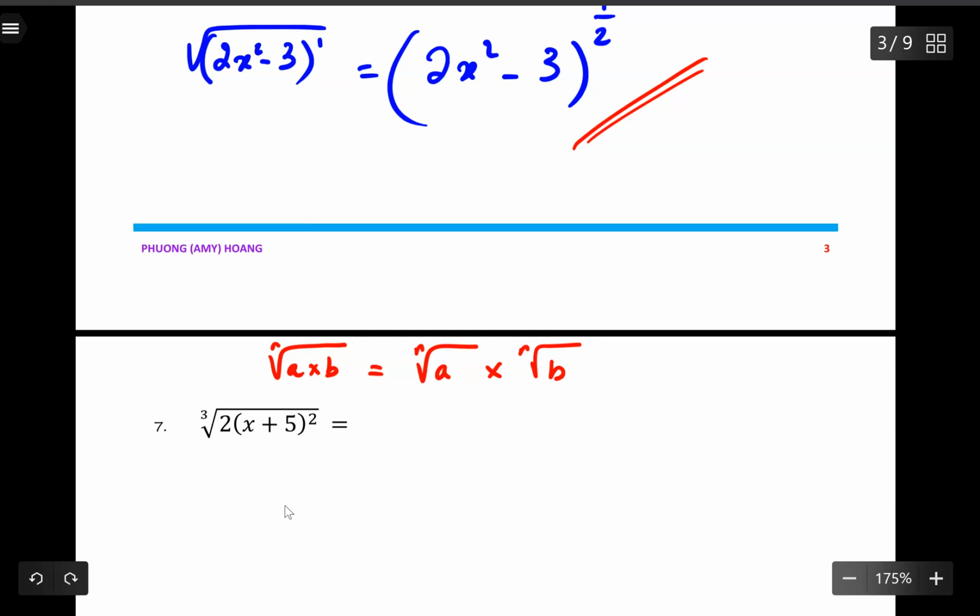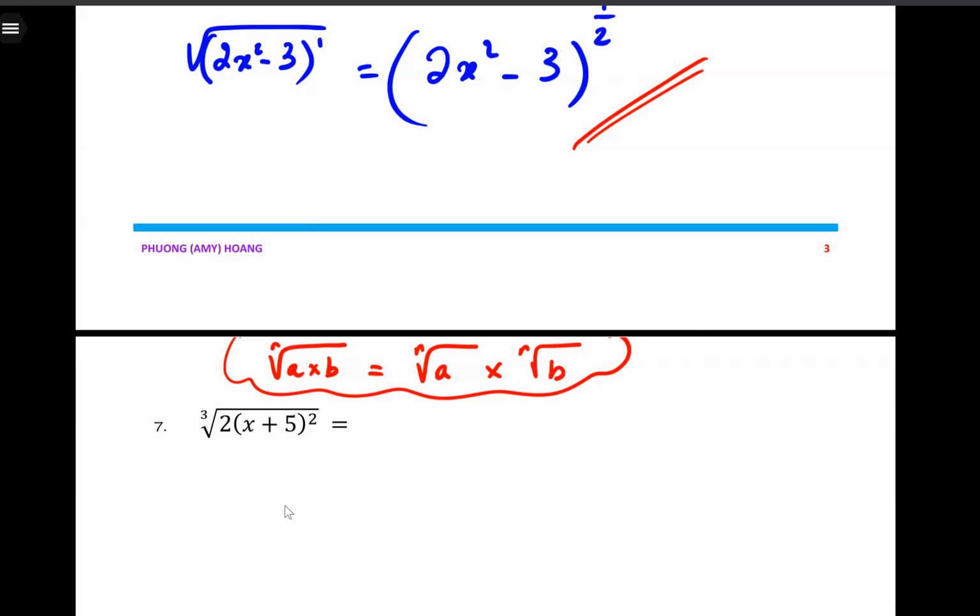I can break this into two roots, multiplied with each other. I'm sorry, I just want to pause a few seconds and take a sip of tea.